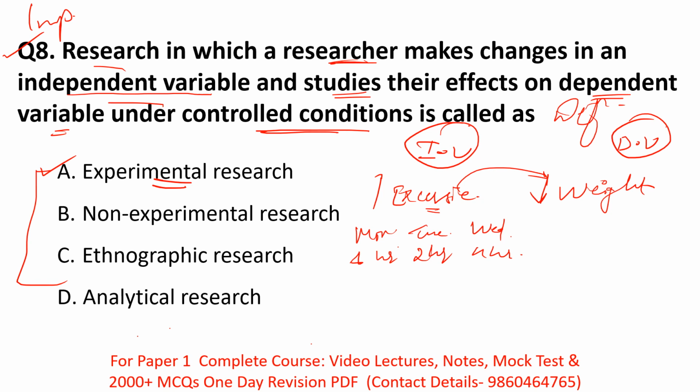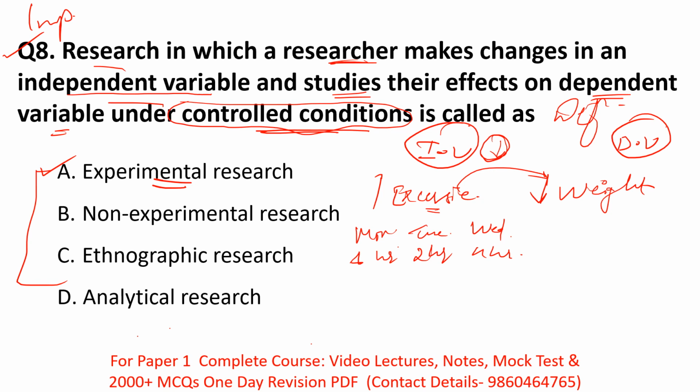One term here is under control conditions. It means that while doing exercise, many extraneous variables, many extra factors, come into my study. So the researcher always controls the extraneous variables which affect my study. That is known as control condition. So this is the definition of experimental research.